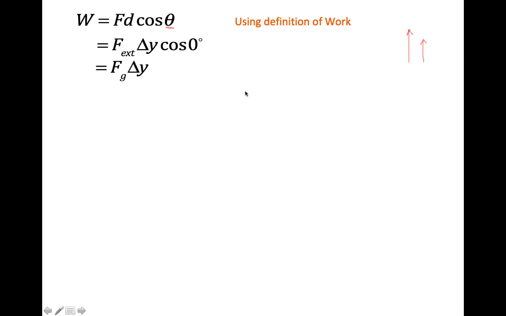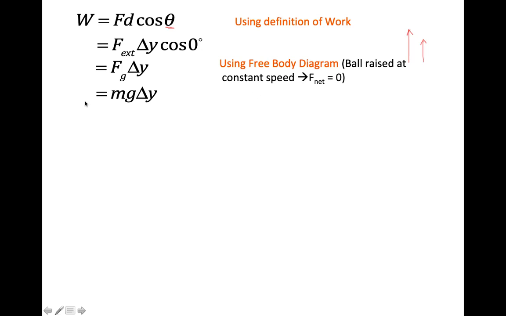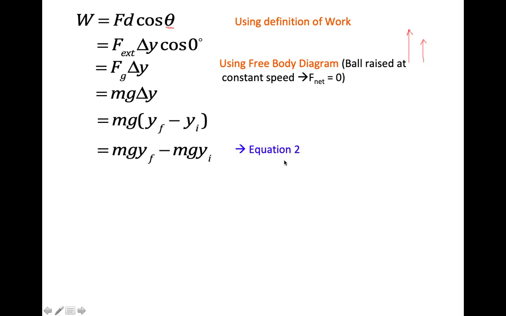The external force is equal to the weight, because in the free body diagram the weight was balancing out the external force, and ball was raised at constant speed, so the net force was 0. Why can we write this? Because the formula for Fg is mg. And let us expand delta y as yf minus yi. I am distributing mg here, mgyf minus mgyi. Let us label this equation 2.